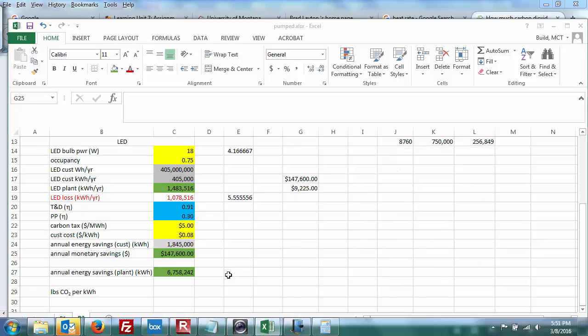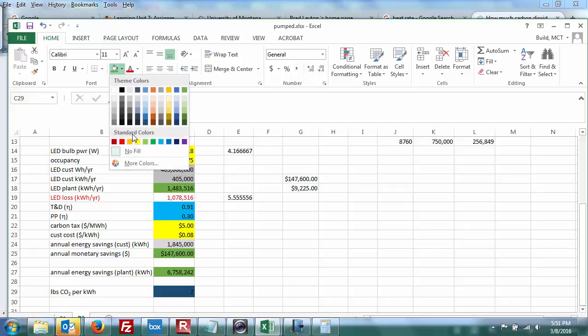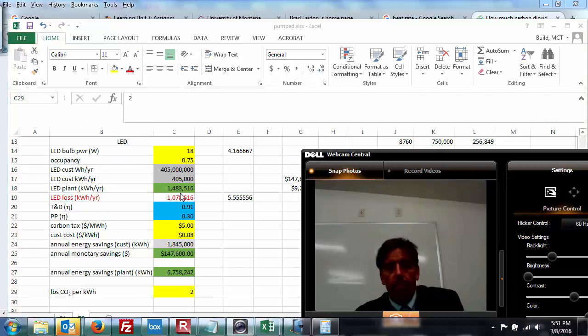Okay, so CO2 per kilowatt hour, pounds of CO2 per kilowatt hour, we're looking at 2. Fine, that's enough significant digits for now. And we looked that up via, where'd we go?